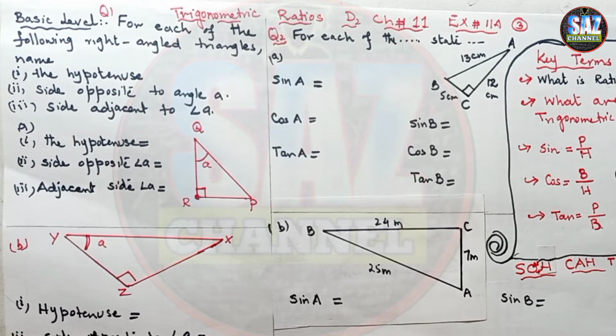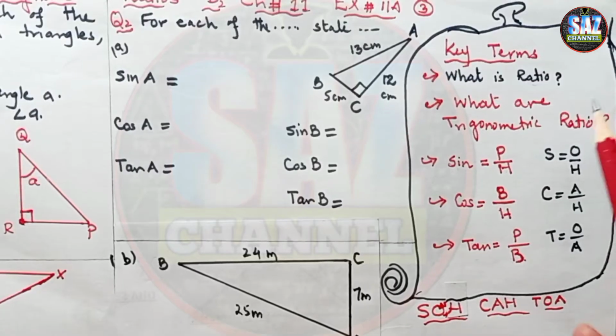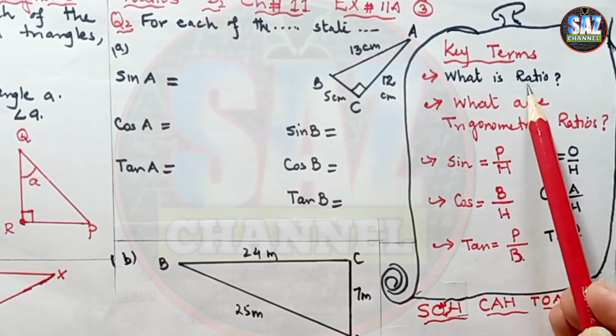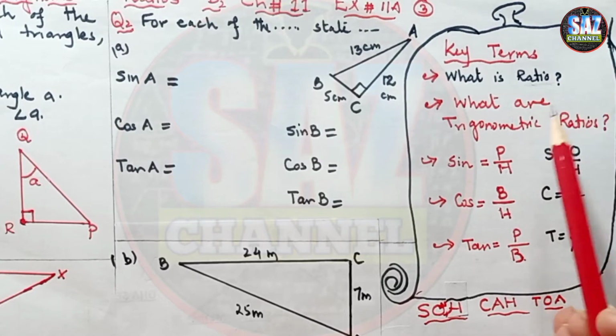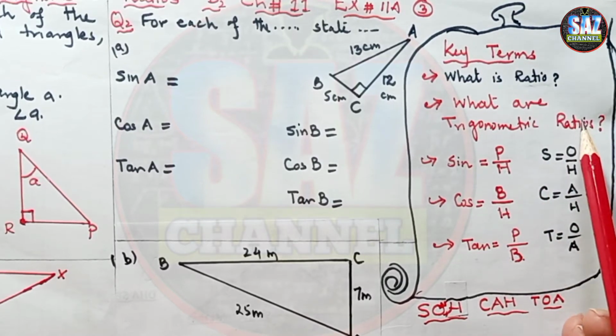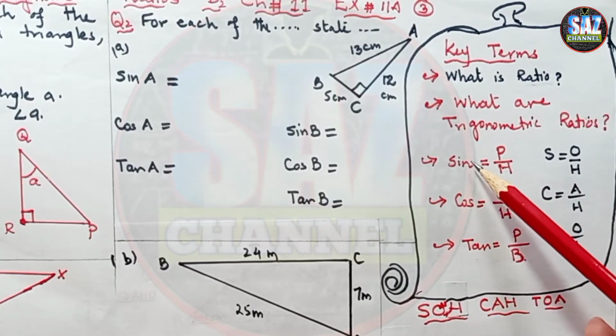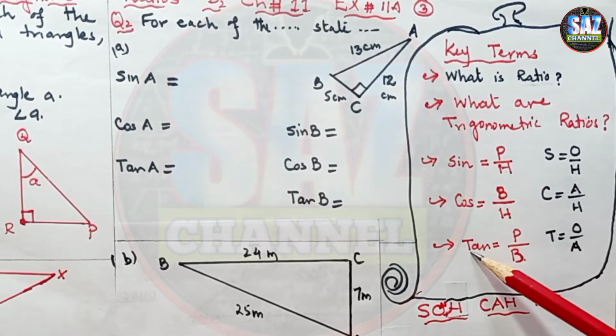Okay, coming to today's class, I'll start my class with the key terms. What is the ratio? Ratio means to write something in fraction form. And what are the trigonometric ratios? The trigonometric ratios are commonly sine, cos and tan.